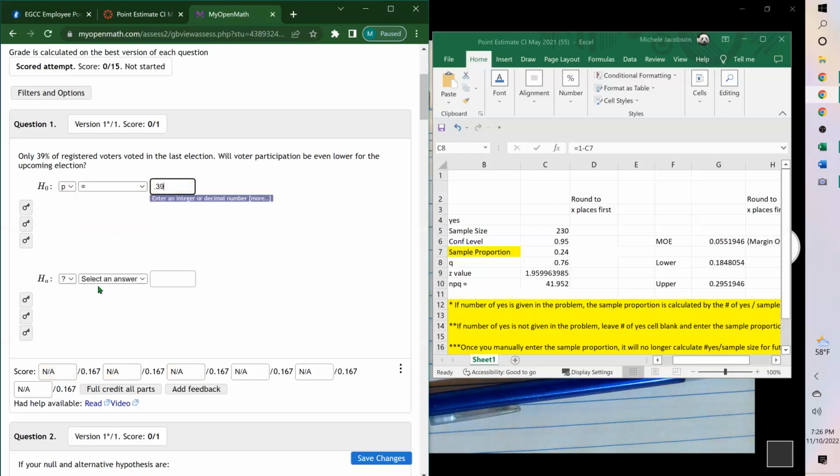The second one is the test, but this part and this part should be the same. And then this one is whatever they mention. In this case, they said lower, so it would be less than. If they said greater or more than, then you'd use the greater one. And then if they say different from it, then it's not equal to. Any questions on that one? Does that help? Do you need to do another one?